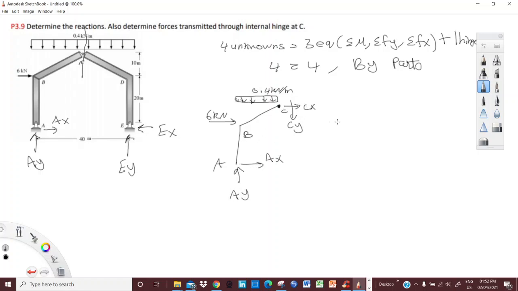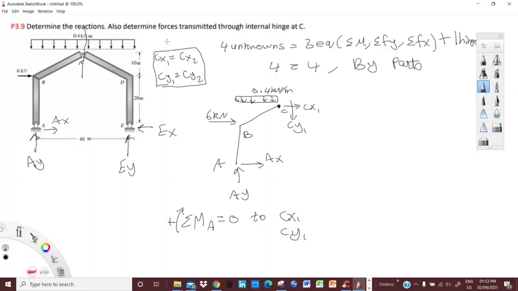Can we find anything? When we split the structure into two, we can do summation of moment at A in order to find Cx and Cy. Let's say this is Cx1, Cy1. Cx1 is equal to Cx2, Cy1 is equal to Cy2, since we split the structure into two.